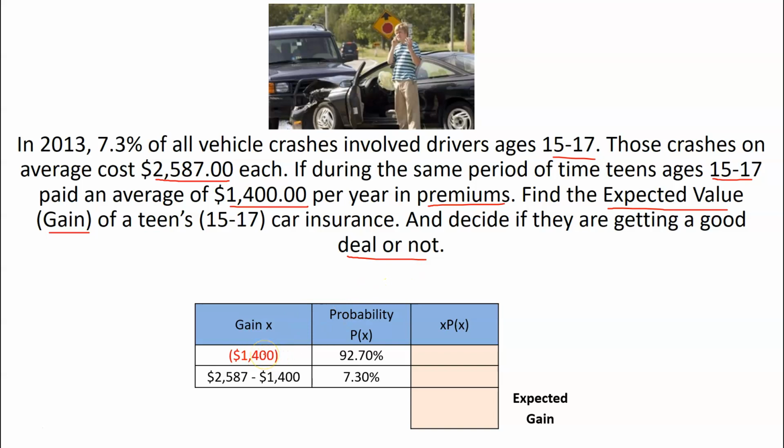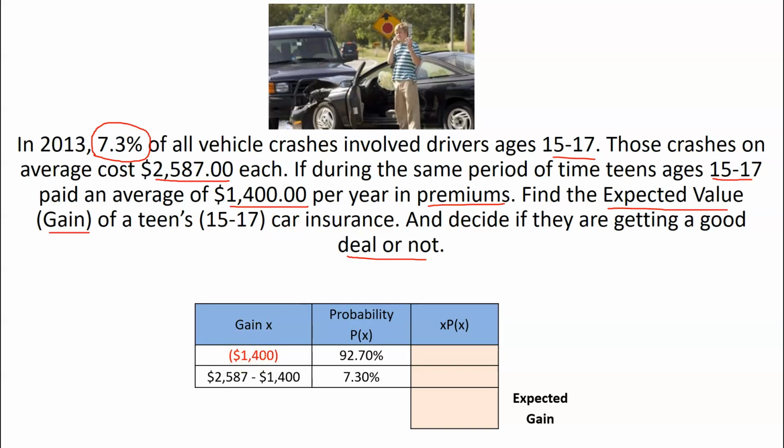Let's say that you don't get in a crash at all, okay? Now notice, the percentage isn't huge. I mean, it's not great, but it's not huge of how many crashes percentage-wise there were. 7.3% got into a crash, but that means 92.7% did not get into a crash. Those people, well, they just lost their money, okay? They paid their premiums, $1,400 for the year, but they didn't really gain anything from it.